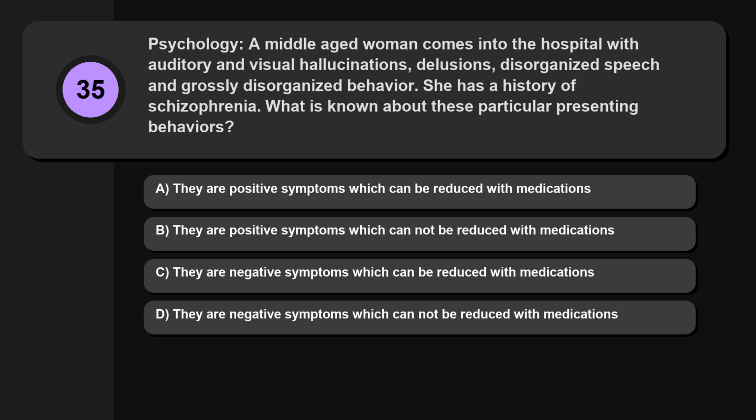Question 35. Psychology. A middle-aged woman comes into the hospital with auditory and visual hallucinations, delusions, disorganized speech and grossly disorganized behavior. She has a history of schizophrenia. What is known about these particular presenting behaviors?